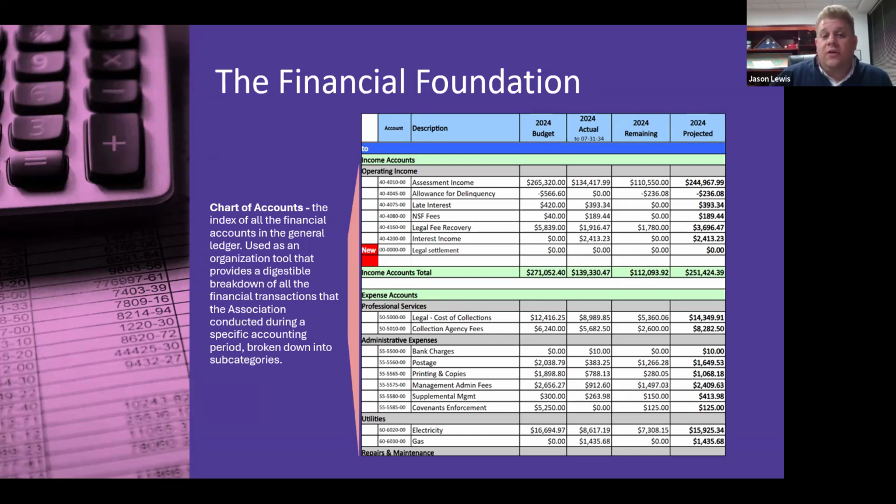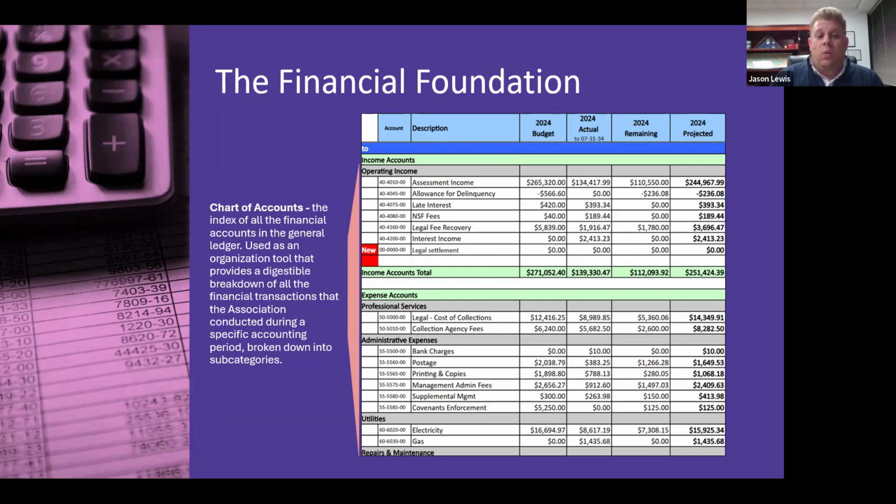And as you can see here from the sample budget that we have, the chart of accounts is basically an index of all the financial accounts in the general ledger. This is used as an organizing tool to distinguish what items are income, what items are expenses, and then breaking those down further into what are those particular categories of incomes and expenses. From there, you have the ability to then set those amounts that you're looking to budget and then track those.